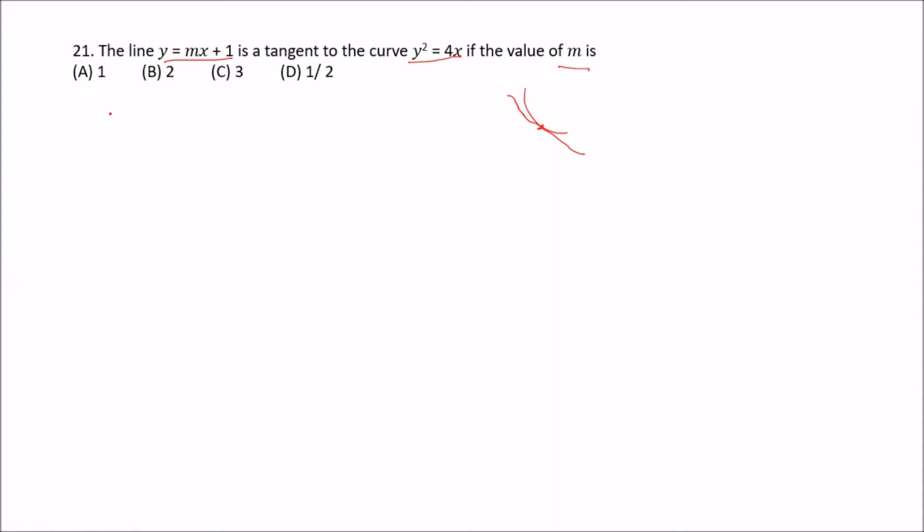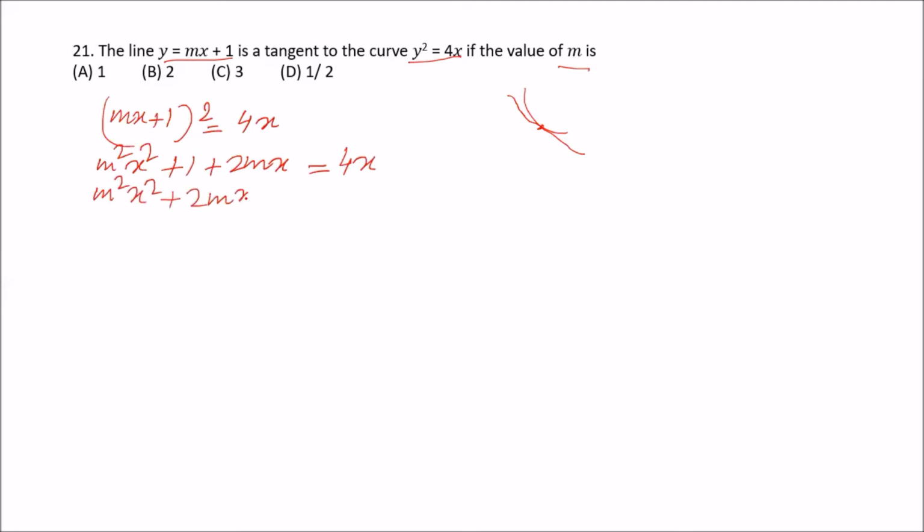So let us find the intersection point. I'll put y is equal to mx plus 1. So (mx plus 1) whole square is equal to 4x, or m square x square plus 1 plus 2mx is equal to 4x, or m square x square plus 2mx minus 4x plus 1 is equal to 0. Now, there is 1 point only. That means this quadratic equation has repeated roots.